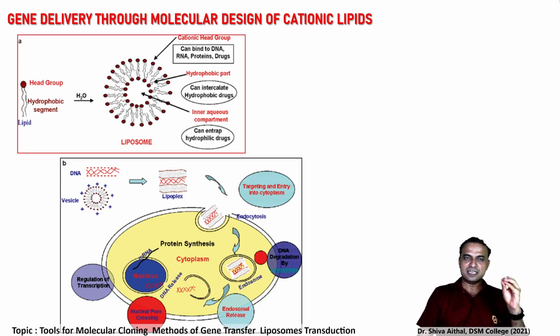So DNA is entrapped into the vesicle, a lipoplex is formed which enters through endocytosis, through the cell membrane fusion, it releases its DNA which interacts with the eukaryotic nucleus, crosses the nuclear membrane barrier, interacts with the DNA and releases the proteins of your gene of interest. So this is used in gene therapy, drug targeting, etc.